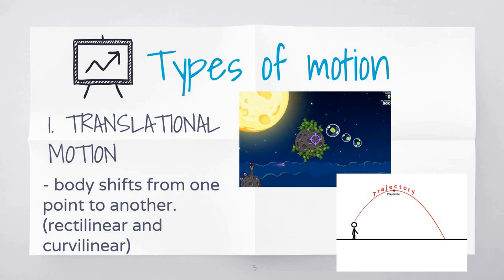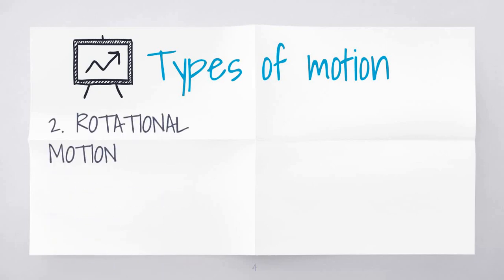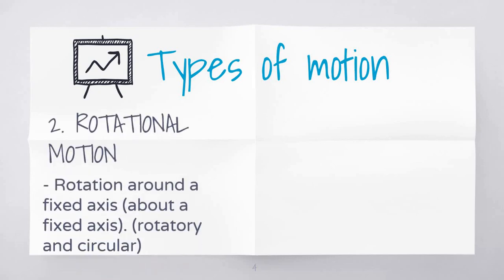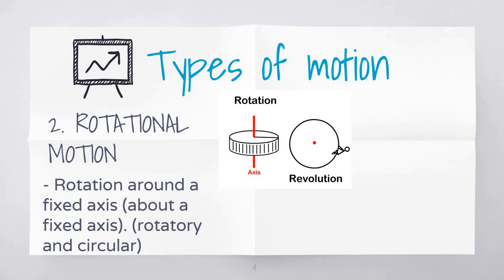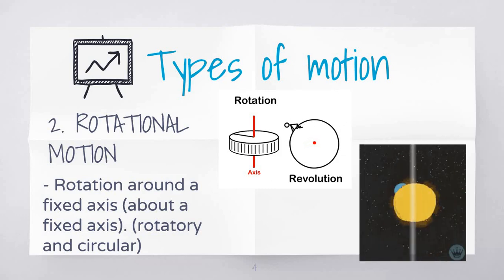Alright, so next, the second type of motion would be rotational motion. Rotational motion happens when a body rotates around, or about, a fixed axis. There are also two types, rotatory and circular motion. This one is rotatory motion, when a body moves around a fixed axis. And circular motion happens when a body moves about a fixed axis or about another object. So that is circular motion.